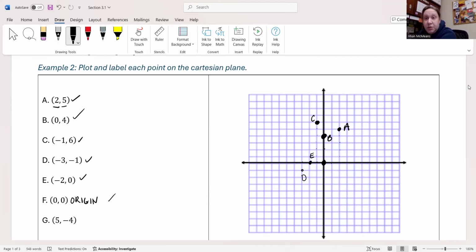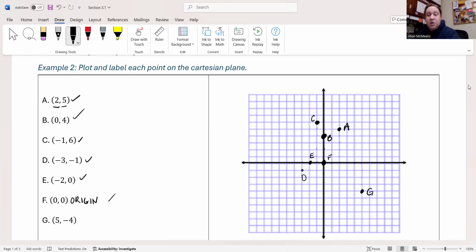We have point G, which is (5, -4). So at the origin, I go to the right 5: 1, 2, 3, 4, 5. And then I go down 1, 2, 3, 4. And that is the point G.